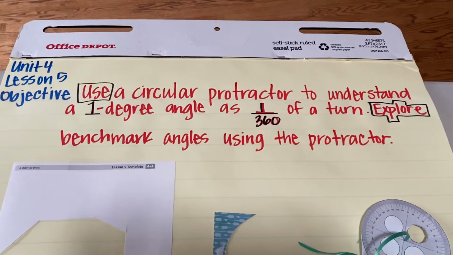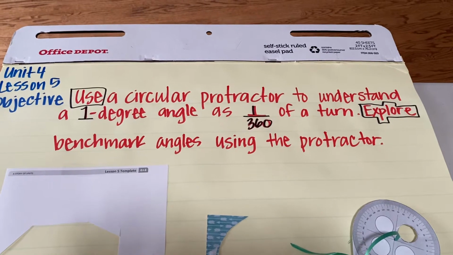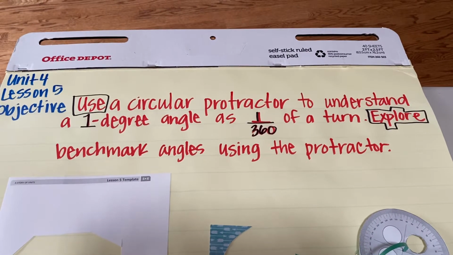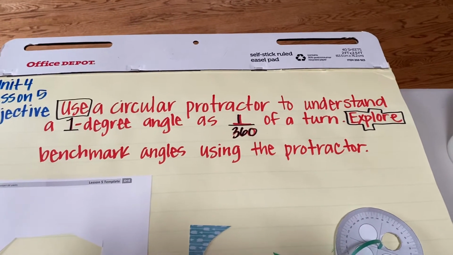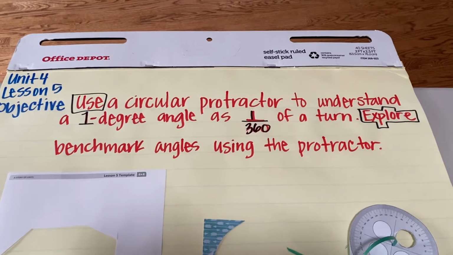Our objective today is to use a circular protractor to understand a 1-degree angle as 1 out of 360 of a turn. Explore benchmark angles using the protractor.